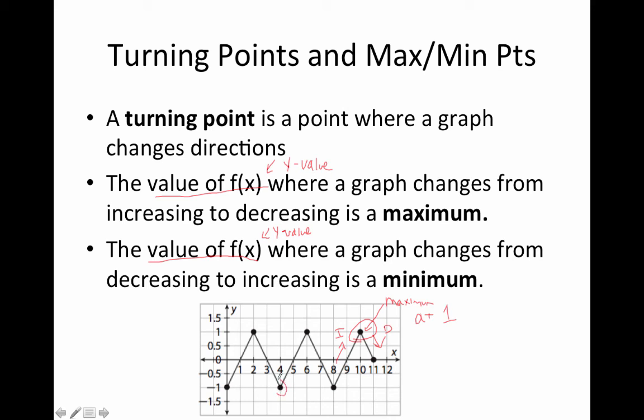I'll give you an example of a minimum right here. Okay? The graph starts by decreasing down to -1 on the y-axis, and then changes direction up here and goes pointing back upward and increases. So since we went from decreasing to increasing, we can call this dot a minimum. And we can say the function has a minimum value at -1, because that's the y-coordinate of that point.